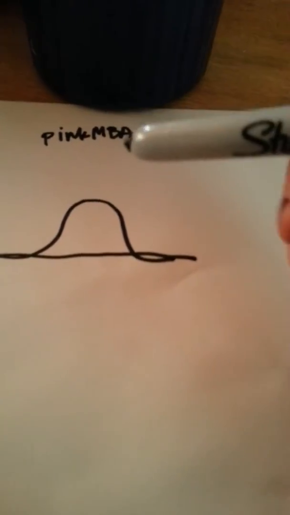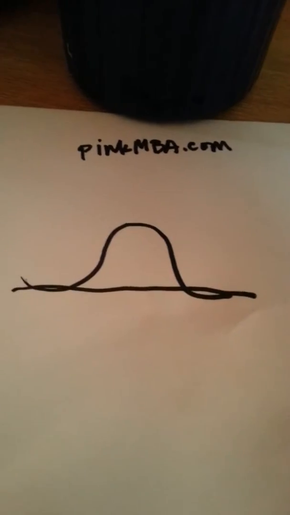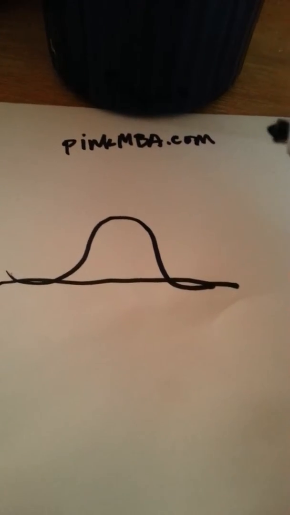Today we're going to talk about the bell curve. This is what a bell curve looks like. And you've probably seen something like this if you've done any statistics, or if you look at any reports, or even if you just look at the news, because people talk a lot about the bell curve.